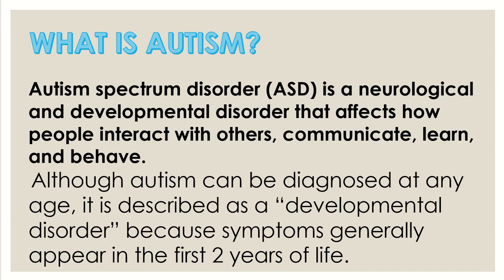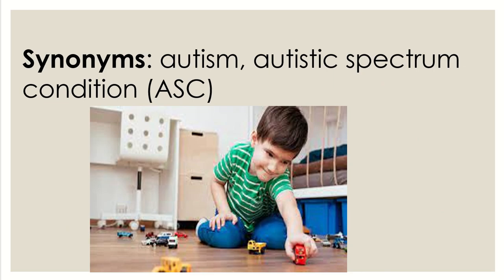So, what is autism actually? Autism spectrum disorder, ASD or autism, is a neurological and developmental disorder that affects how people interact with others, communicate, learn, and behave. Although autism can be diagnosed at any age, it is described as a developmental disorder. Why? Because the symptoms generally appear in the first 2 years of life. Various words are used for autism, like autism, ASD, ASC; all can be used.